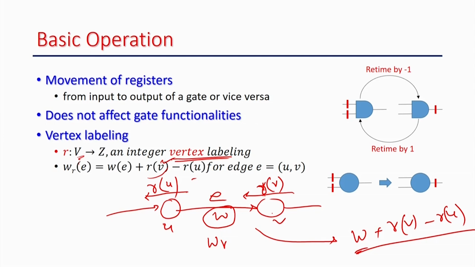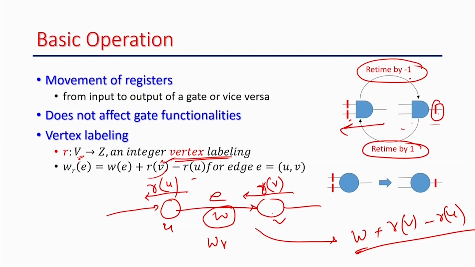Conceptually this is shown here. If there are two registers at the input, and you move one to the output, that means the number of registers moved from the output side to the input side is -1. So, retime by -1, right, because you are moving the register from the input side to the output side. Similarly, if you have a register at the output and you move it to the input, the number of registers moved is 1. So, retime by 1, right. This is how we define the R value.